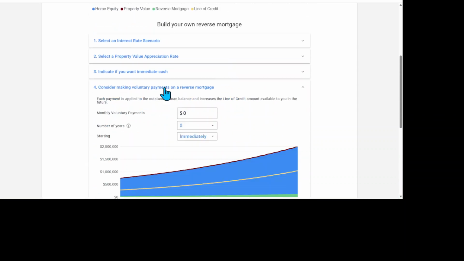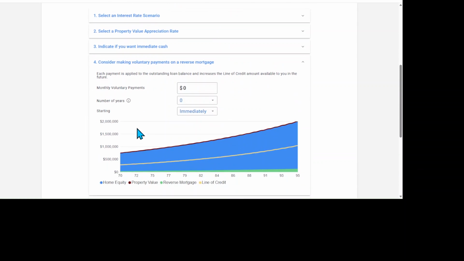So let's say you decided you wanted to make voluntary payments on a reverse mortgage. Not many people do, especially in this kind of situation, but it's an option available to you. You're 70 years old now. You want to make payments, let's just say, for 5 years. And you want to start doing it immediately, and you want to stop after 5 years. And it's a nominal amount. You put in $350 a month, something like that, just to see what happens.